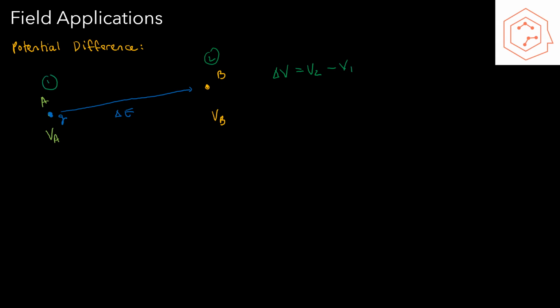In this case, we're going from A to B, so this is also known as delta V AB, where the first letter is where you're starting, the second letter is where you're ending. This is equal to VB minus VA. And it's also equal to the change in energy from point A to point B divided by the charge. And so the delta E that we're looking for is equal to Q times delta VAB.